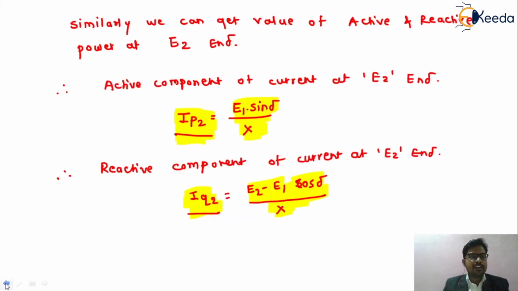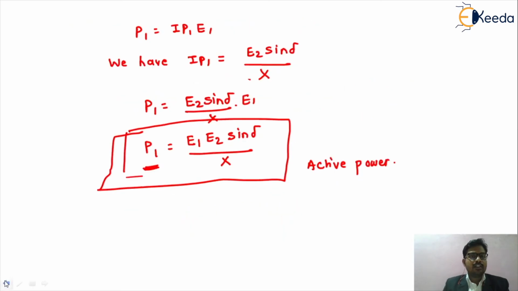Similarly, we have derived the equation of P1. This is E1, E2 sin del X. From these equations, we can say that the active component of power at E1 and E2 remains the same: P1 is equal to P2 is equal to E1 into E2 into sin del divided by X.